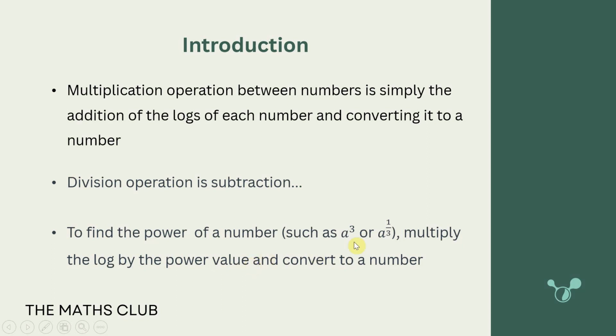So if I was finding a raised to the power of 3, I'll find the log of a, right? And then I'll multiply by the power. In this case, I'll multiply by 3. If it was a raised to the power 1 over 3, I'll find the log of a and then multiply that log by 1 over 3, right? And when I find that answer, I'll convert it to a number. Let's see all of these things in action.